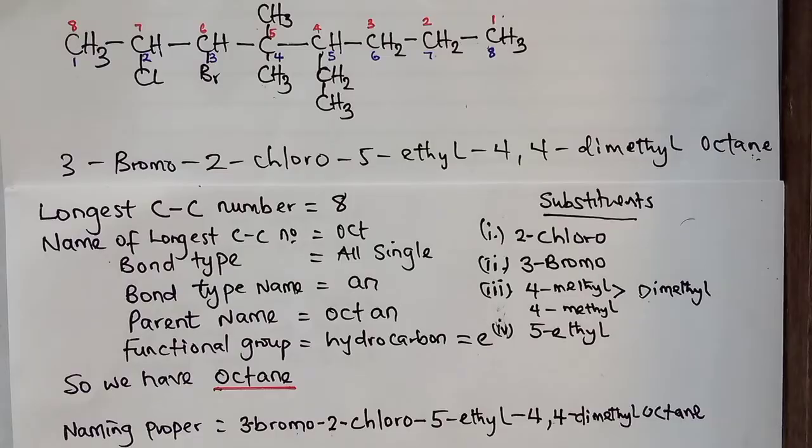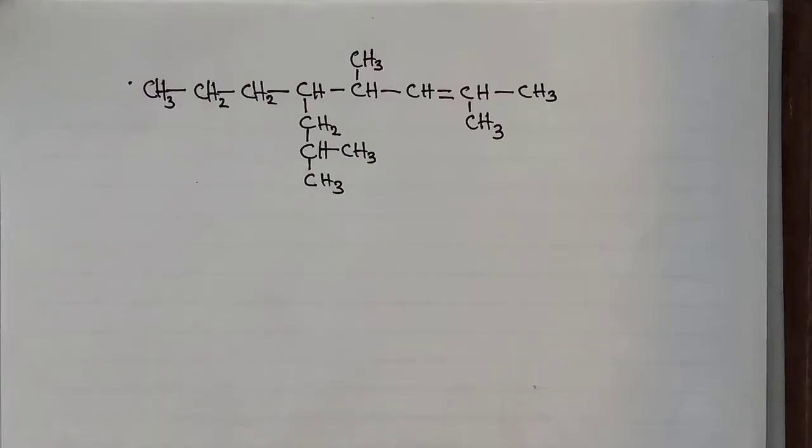Let's try another example. Remember, we are to have these 3 things in our head: the substituent, the parent name, and the functional group. So we are going to look at the parent name. And remember, I said that there is a rule that we missed, and we are going to apply one of the rules here. Let's start with the longest carbon chain to see what we get.